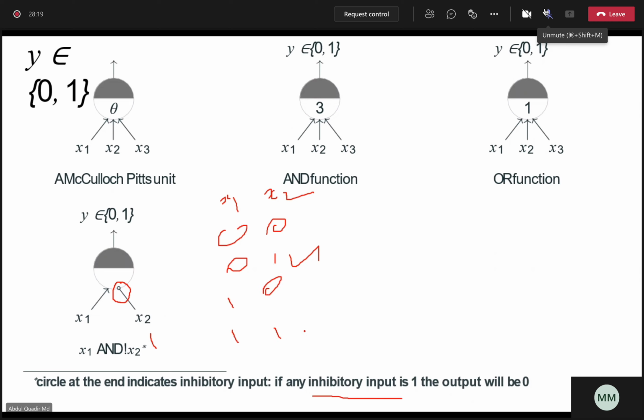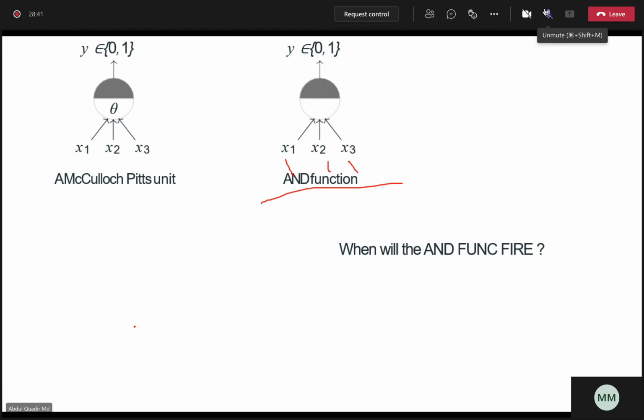So for these two inputs, definitely x2 is 1, and it is not going to fire. Yes or no, students? Are you able to understand? Why? Because it is an inhibitory input. The dotted circle represents an inhibitory input. What did I tell you? Inhibitory means what?